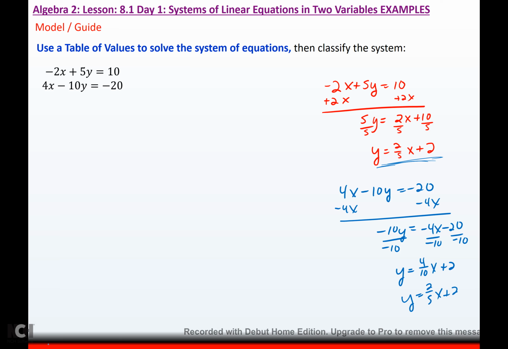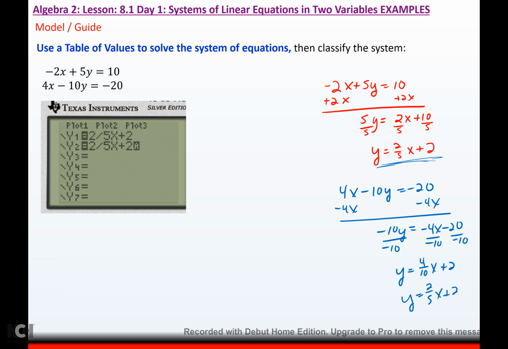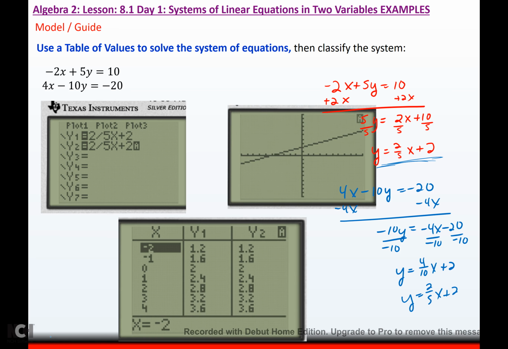But, so what does that look like in a calculator? Again, you type them both in, and when you go to table, obviously, you're typing the same line, so every y coordinate is the same, which stresses the fact that your solution is infinitely many solutions. They share all their points.